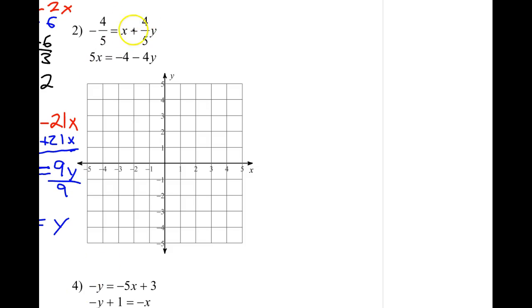All right, let's start by, we need to get this by itself. So let's go ahead and subtract x on both sides. I'm going to rewrite it over here.